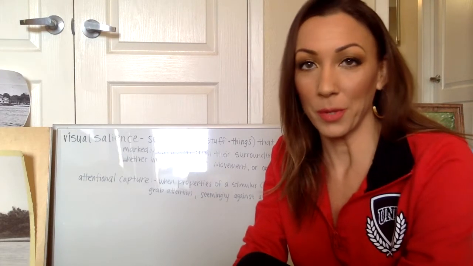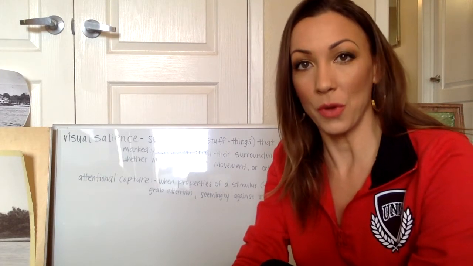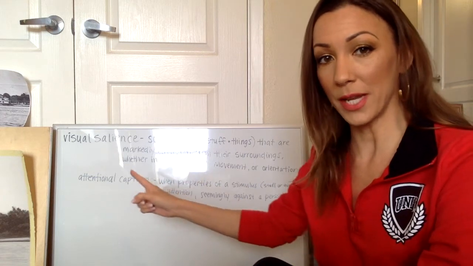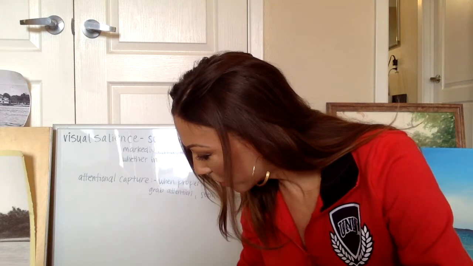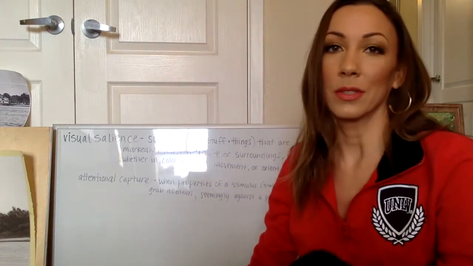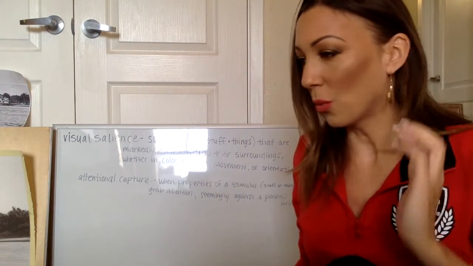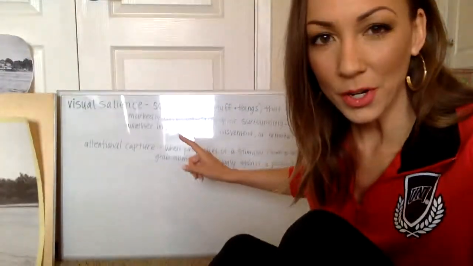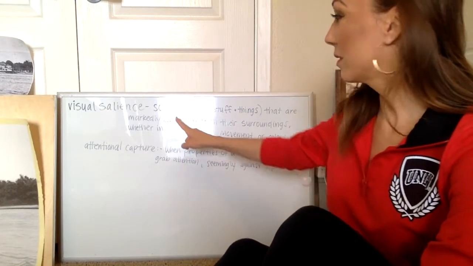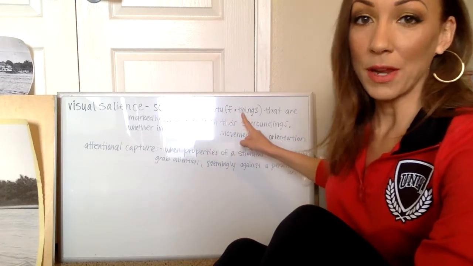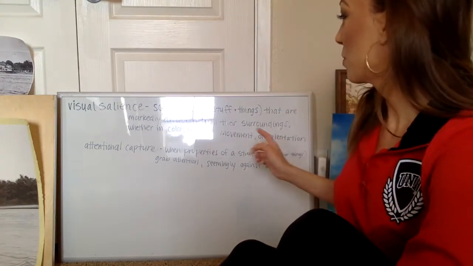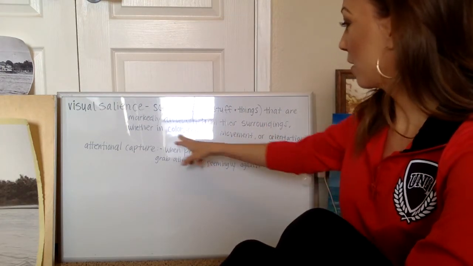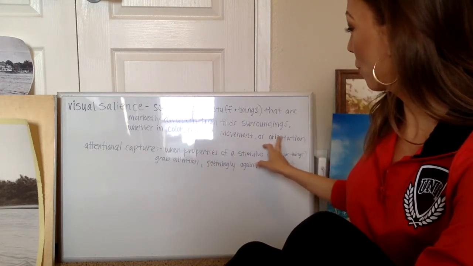I'm here in my room, and today I would like to teach you about visual salience. Or is it saliency? Might be both. Or salience. Okay. So what this is, oh, there's a glare. Sorry. Scene regions or stuff and things that are markedly different from their surroundings, whether in color, contrast, movement, or orientation.